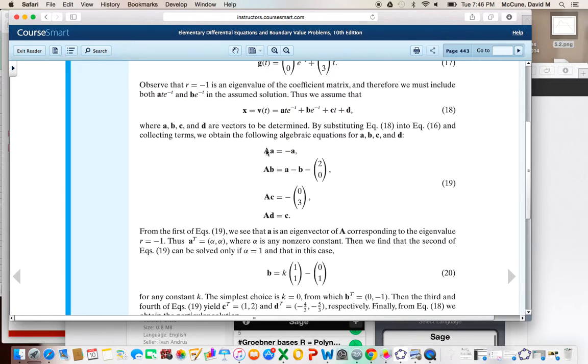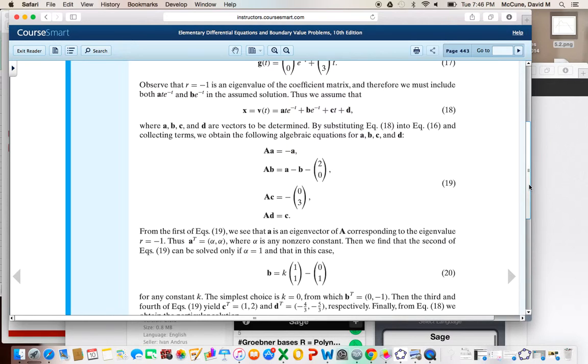So the first equation here is saying that vector a is an eigenvector of matrix A with eigenvalue -1. Right, you all agree with that. This is saying that capital A takes little a to a multiple of itself, in particular negative itself.